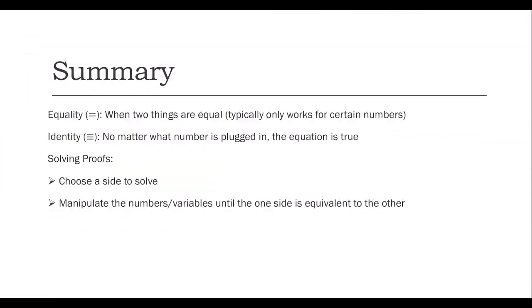In summary, equality is when two things are equal, but it typically only works for certain numbers. It doesn't work all the time for every number. An identity, on the other hand, works no matter what number is being plugged in. So no matter what number you put in, the equation will still be true. And when we're solving proofs, we've learned that we need to choose a side to solve and manipulate the numbers or variables on that one side until it becomes equal to the other side. And then you've proved that the two sides are equivalent.